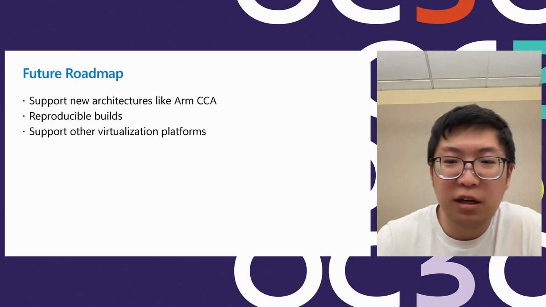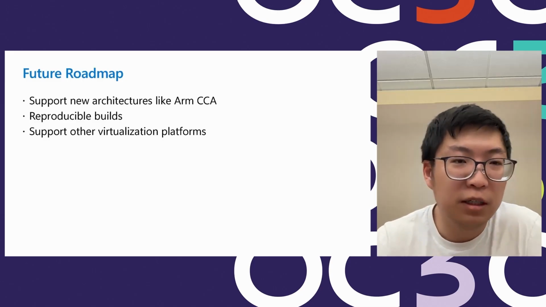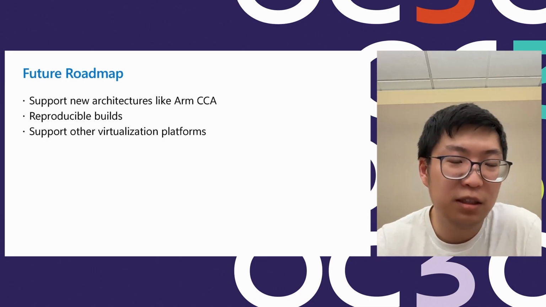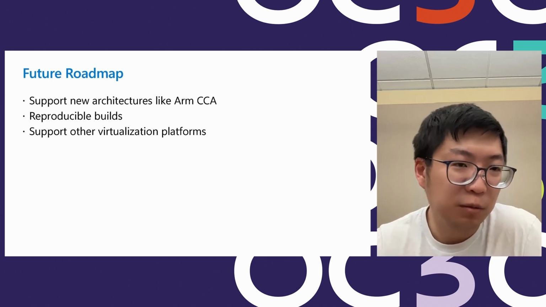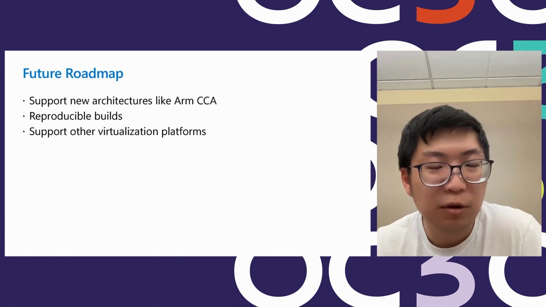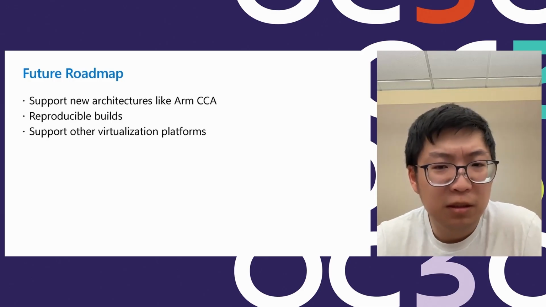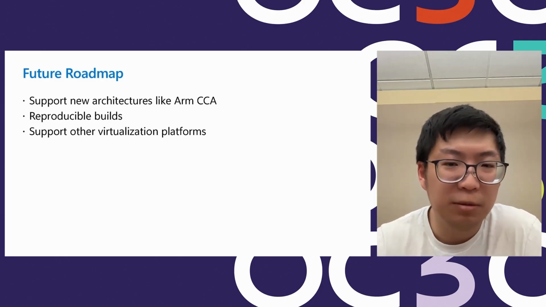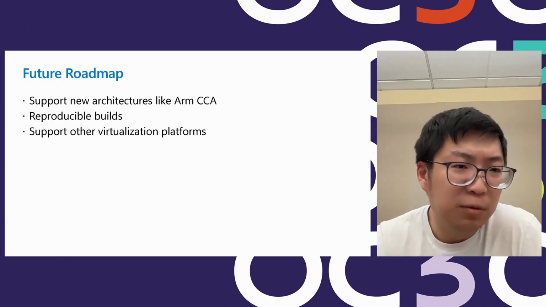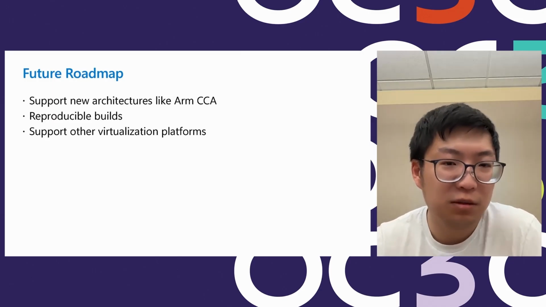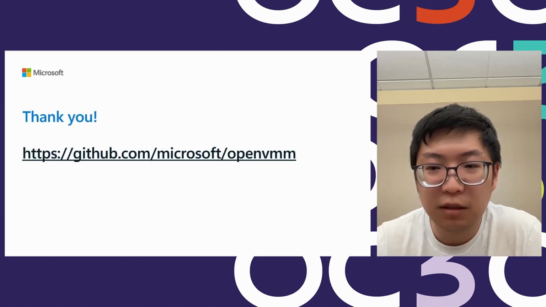So that's OpenHCL. If you think about what we're looking at in the future, right, we want to support new architectures like ARM CCA. Today we support SNP and TDX, but we want to make sure that we can run the Paravisor in multiple environments. We want to support reproducible builds. This is something we're looking at. There's a lot of work to get reproducible builds, but still something we're working on. We want to support other virtualization platforms, so you can run OpenHCL not just on Hyper-V, but on other things.